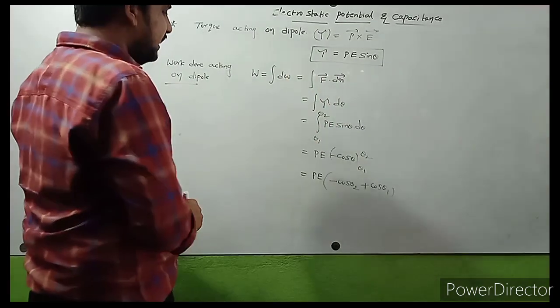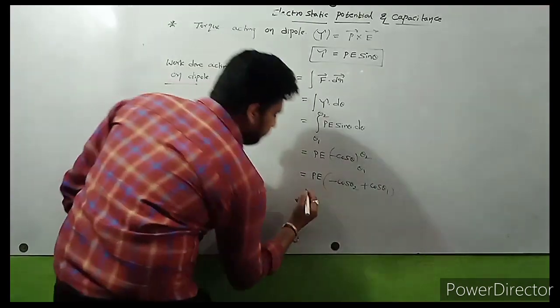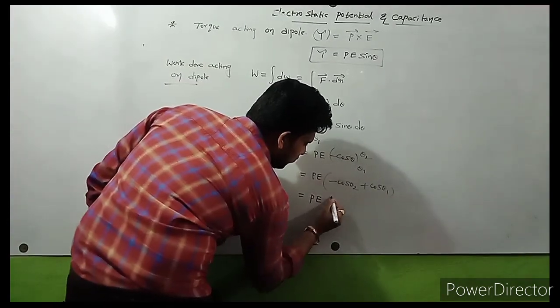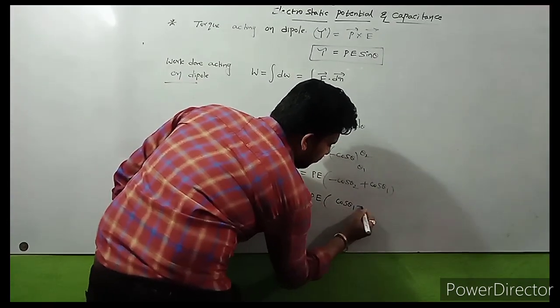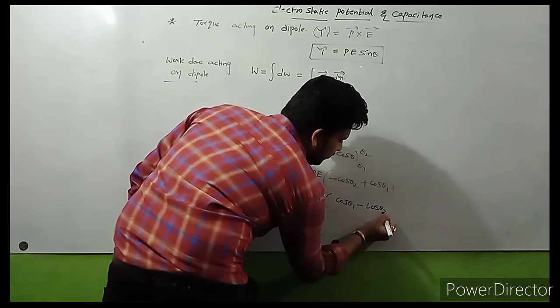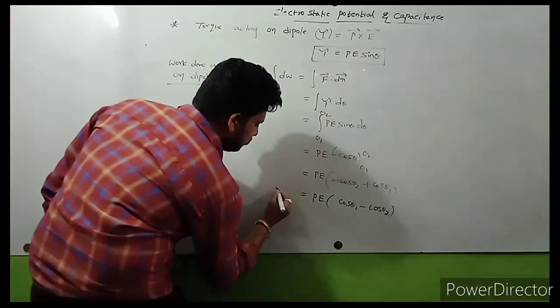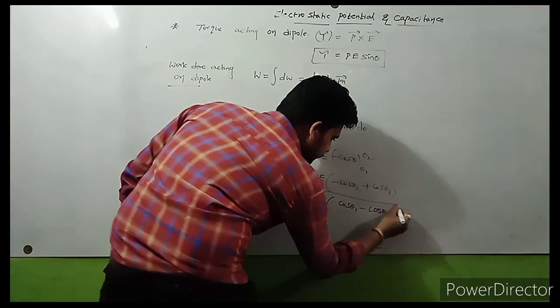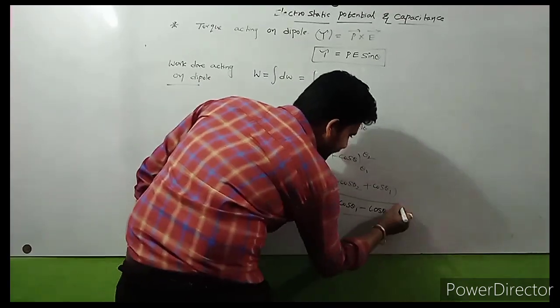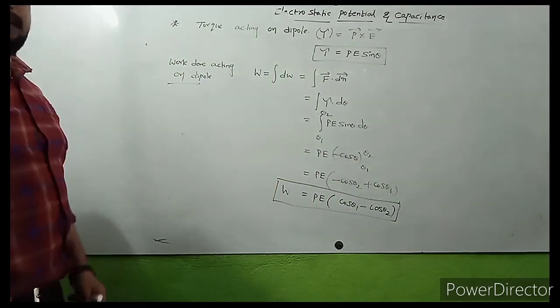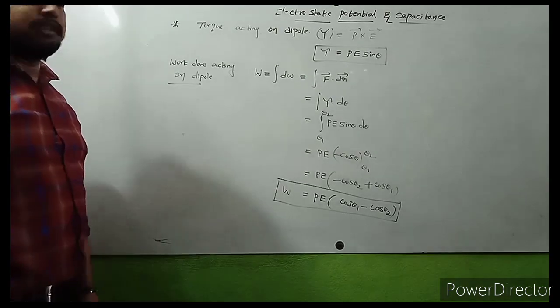That means we can write this as P E into cos theta 1 minus cos theta 2. This is the work done by the dipole, work done acting on the dipole: W is equal to P E into cos theta 1 minus cos theta 2.